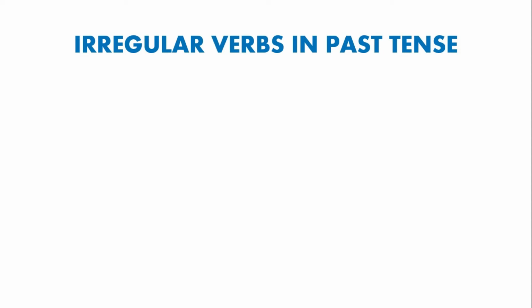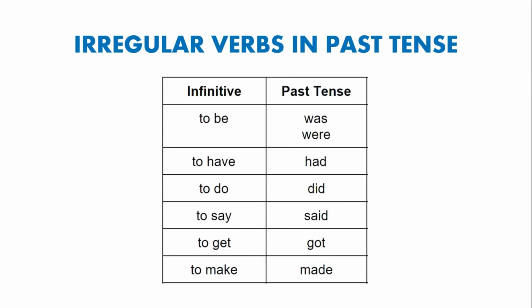So, we have irregular verbs in past tense, and the irregular verbs are a little more complicated because each verb has its own form in the past tense. For example, the verb to be. The past tense of the verb to be is was in the singular and were in the plural. The verb to have, the past tense is had.